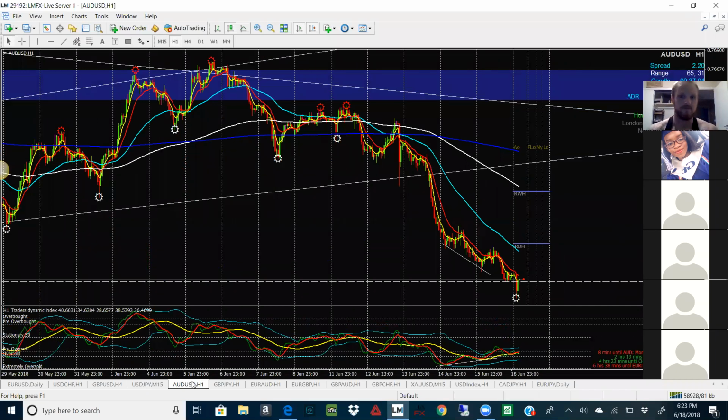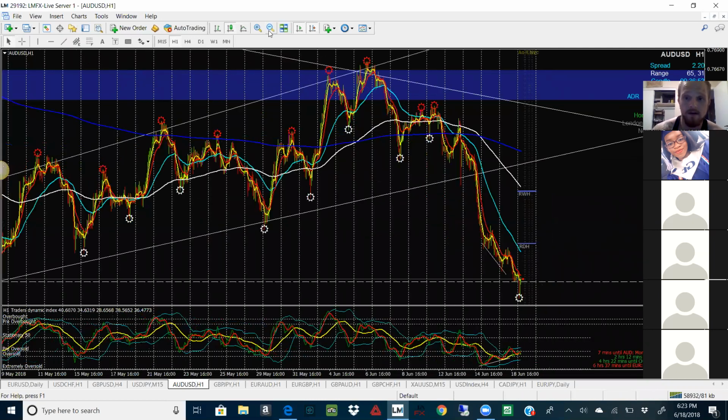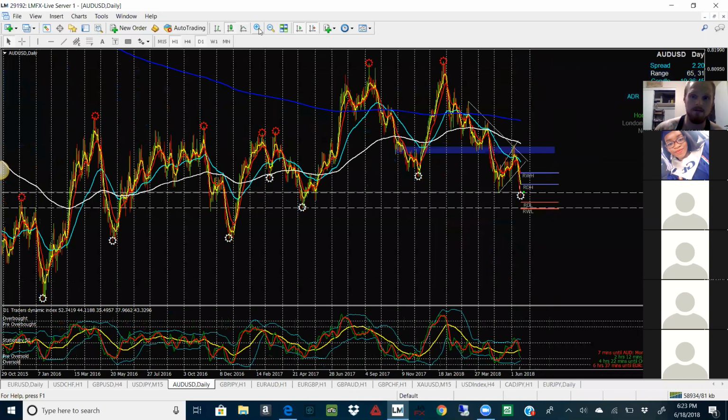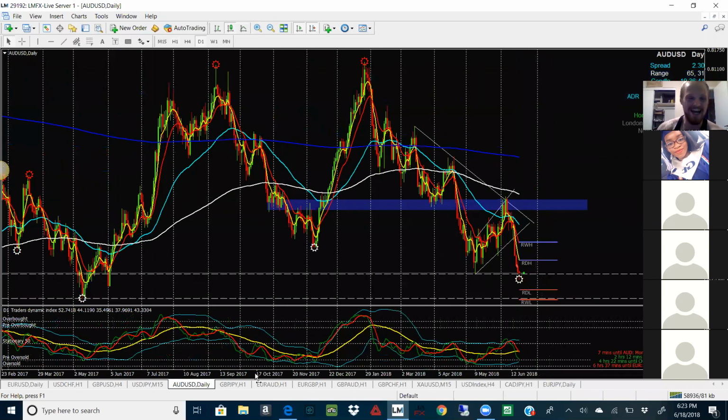AUD has been dropping since we called it back here. It literally has been in the sell for 1, 2, 3, 4, 5, 6, 7, 8 days. So whoever caught that sell up here the night we called it, literally off of these trend lines, y'all better still be in profit, because this drop was guaranteed. Why? Because it was forming that bearish pennant, or flag channel, however you want to call it.